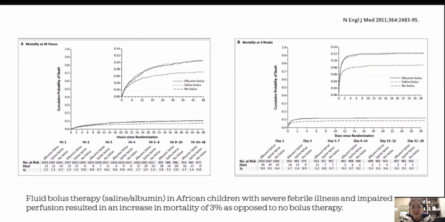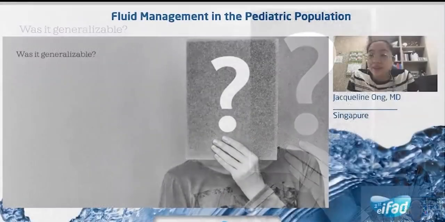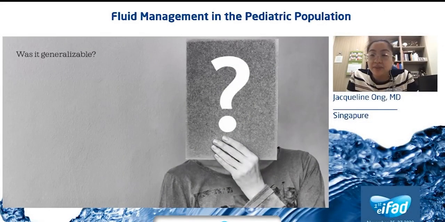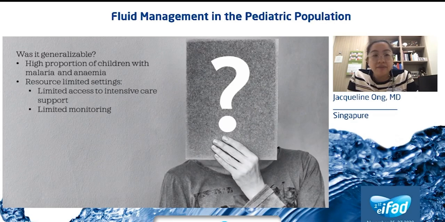And really, the question that was generated from it was, is this generalizable? These were kids with a high proportion of malaria and anemia. It was a resource-limited setting. They had very limited access to intensive care support and limited monitoring. Was this why the children were becoming incredibly sick, because there was limited support? Maybe the concerns about fluid overload were also exacerbated here.